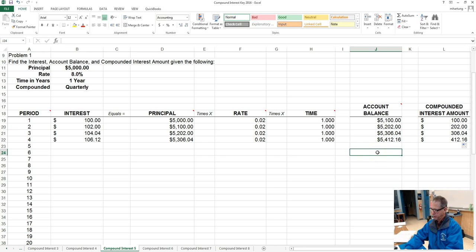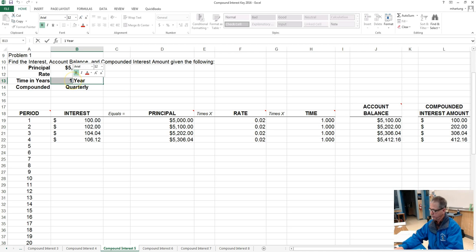And let's go ahead and check our answer. Make sure account balance at the end minus the beginning principal. Hey, they're the same. That's good. That's what we want to see. Now, what's great about this is that if indeed this problem changed and I said, well, time in years is actually now going to be 5 years, how much work is that going to be? Well, 5 years, 4 quarters, that's going to be down to 20 periods.